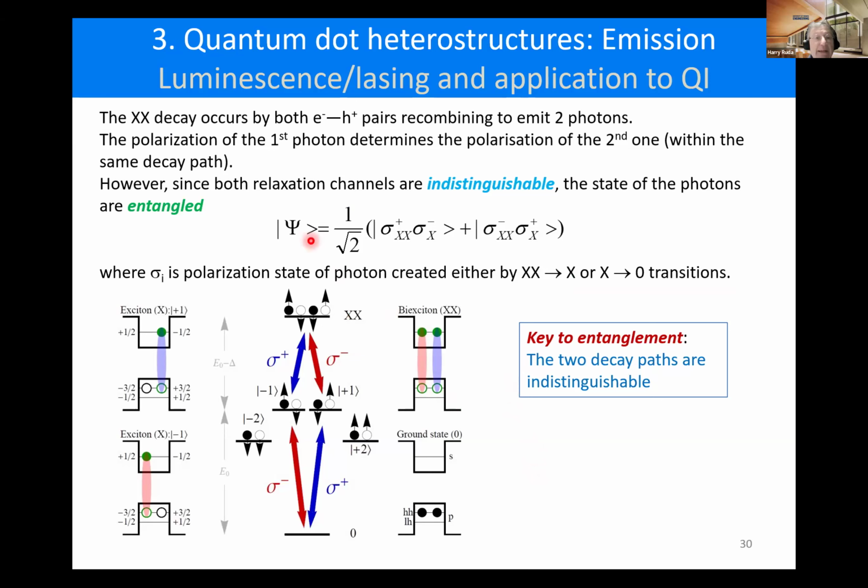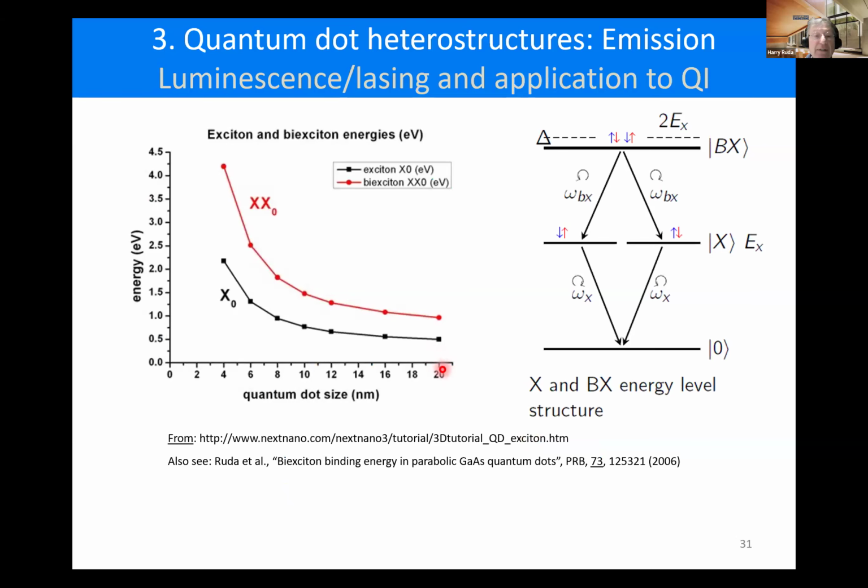As written up here, the polarization of the first photon will determine the polarization of the second one within the same decay path. So we have one decay path here, and the second decay path here. But because those relaxation channels are indistinguishable, both paths can occur and do occur, and so we have this entangled state, which is shown here. As for the bi-exciton-exciton separation, we have the energy level spectrum here from ground, exciton, to bi-exciton state. The separation depends on the quantum dot size. By controlling the dots and their dispersion, in particular on the smaller side, the smaller dots have larger separation, and we can stop that crosstalk, effectively keeping all the dots moving along the same paths.